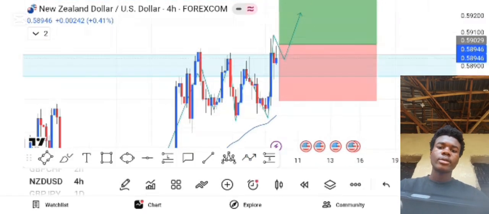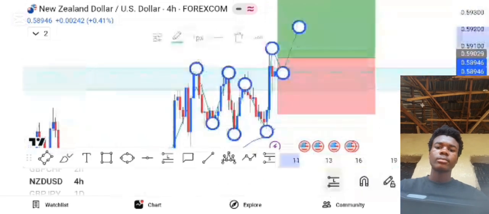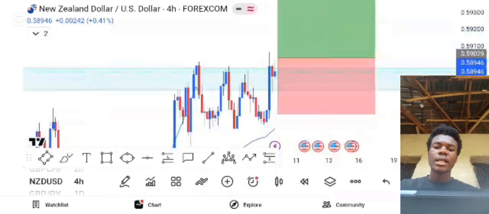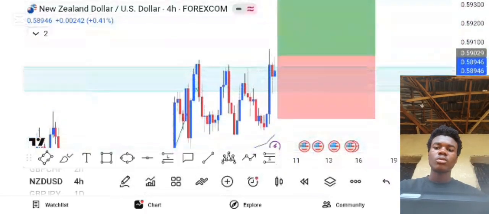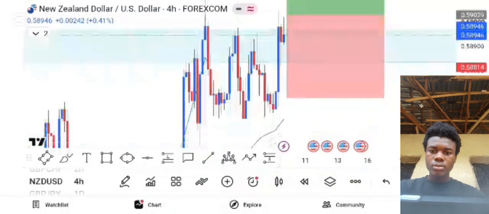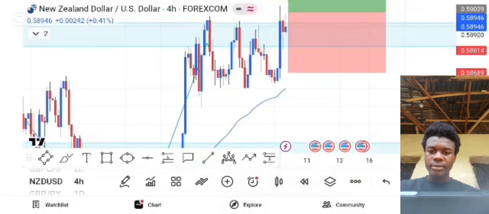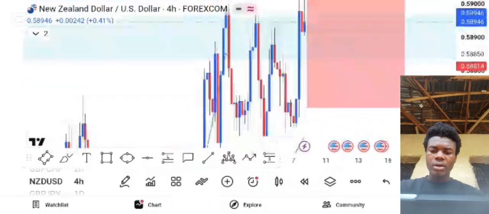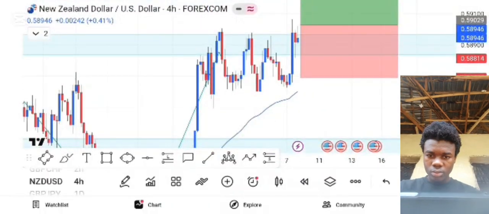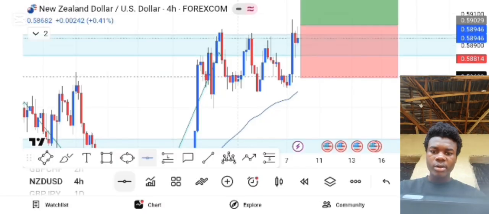I might enter the trade based off of the 4-hour pattern, or I might wait for the daily break and retest, or I'll just enter based off of the 4-hour time frame. So this is what we are having on the 4-hour. We are currently bullish on the 4-hour time frame, if you take a close look.